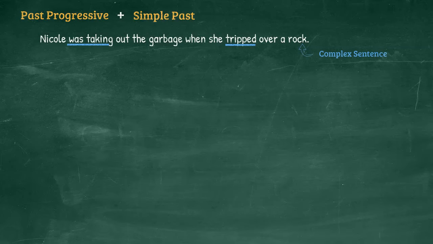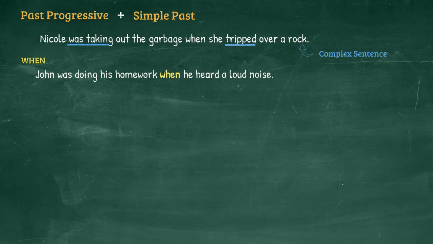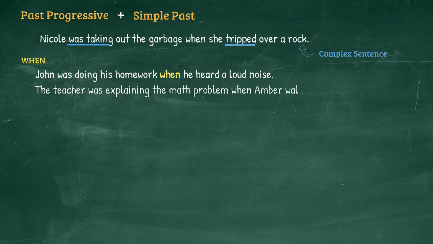Also, in these types of sentences, we usually use the subordinating conjunction when, because that generally explains the scenario of two actions happening at the same time. So we have a sentence like, John was doing his homework when he heard a loud noise. Or the teacher was explaining the math problem when Amber walked into the classroom.